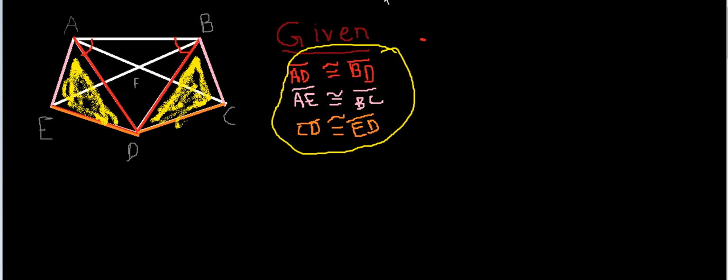So after we say that, we can use CPCTC, corresponding parts of congruent triangles are congruent, to say that these 2 angles, I'll use green, angle EAD right here, and angle CBD are congruent. So we just said angle EAD is congruent to angle CBD.